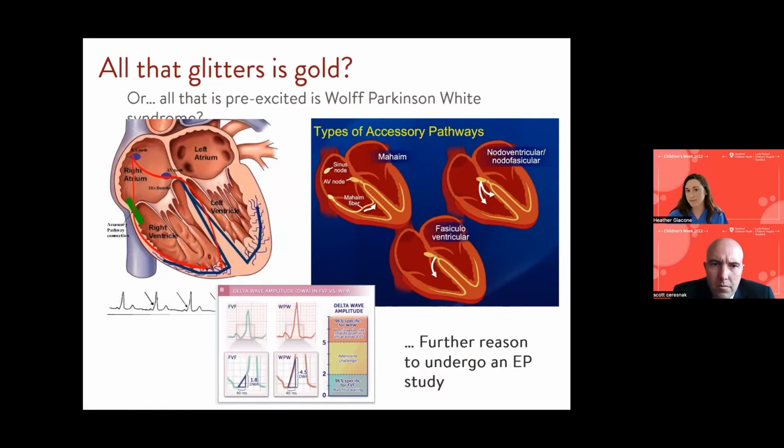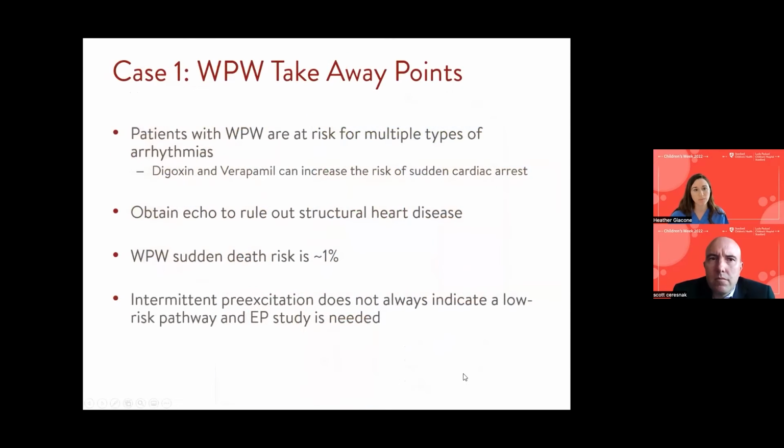Some of them still have a risk for SVT, and then others actually don't. So this is actually even further reason to undergo an EP study to really determine this. There have been studies to try to say, well, if we look at a surface ECG, can we see these differences? And unfortunately, at this point, it doesn't hold out to be true always. So it is a reason to screen them from an EP standpoint.